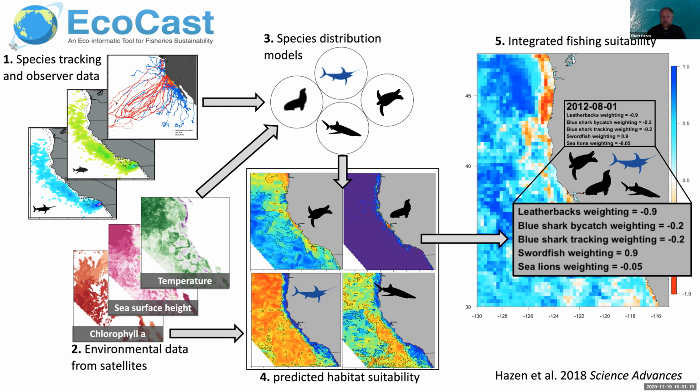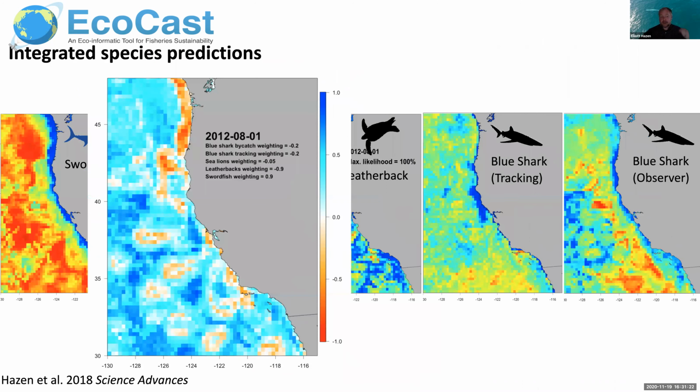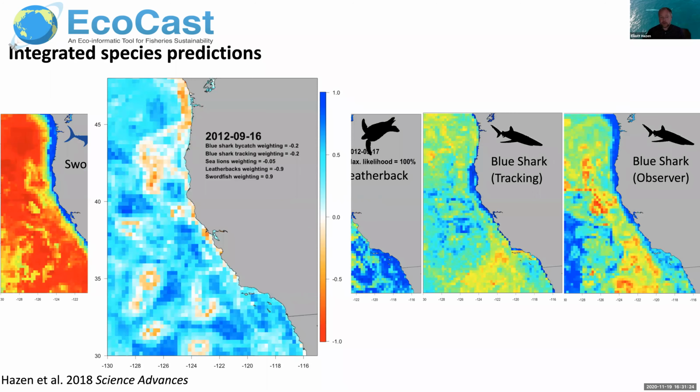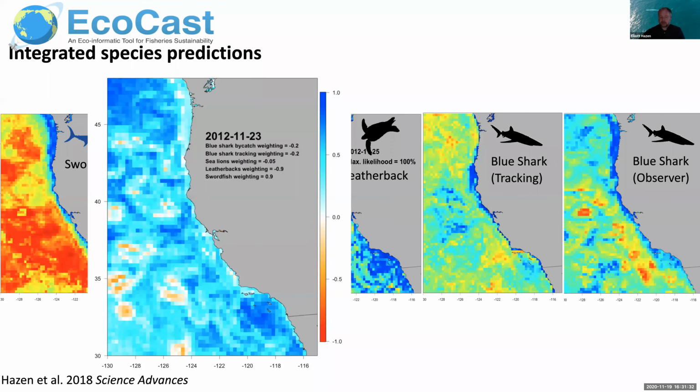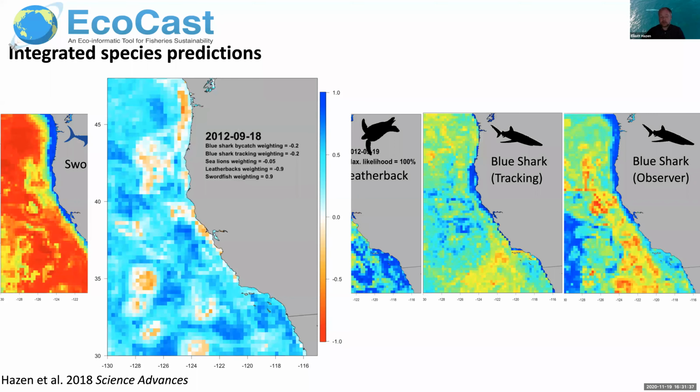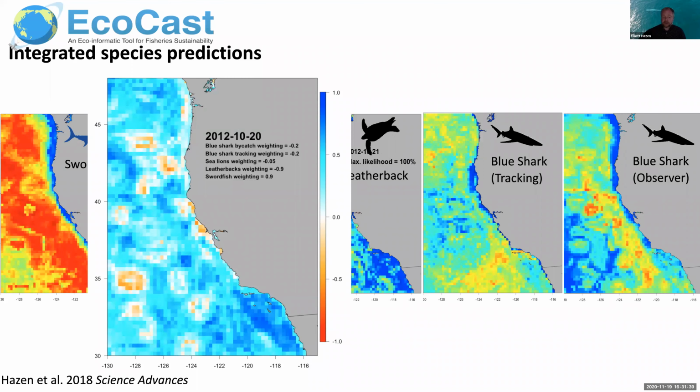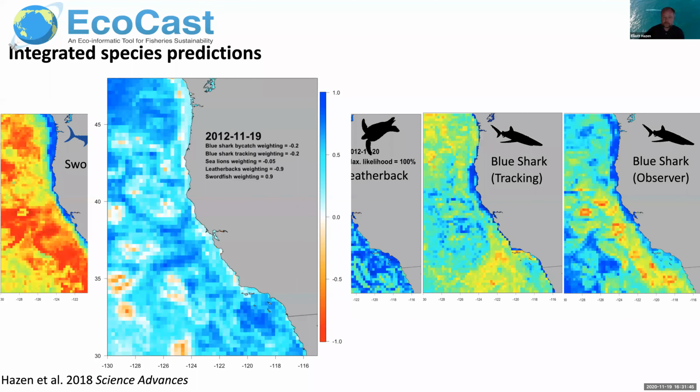So this product now, I'm showing a map from 2012 where blue are areas that are high swordfish likelihood, but low likelihood of the bycatch species, again, based on these weightings. And areas of red are areas of high bycatch risk and low likelihood of target catch. In 2012, you can see there's a number of mesoscale eddies and similar offshore features in orangish red in the Southern California Bight. But generally, again, there's pretty good persistence throughout the season.